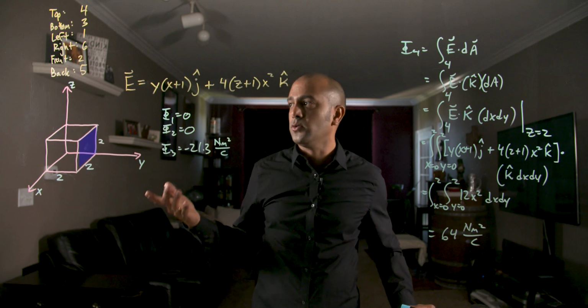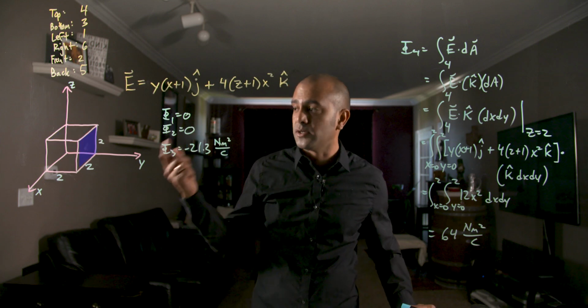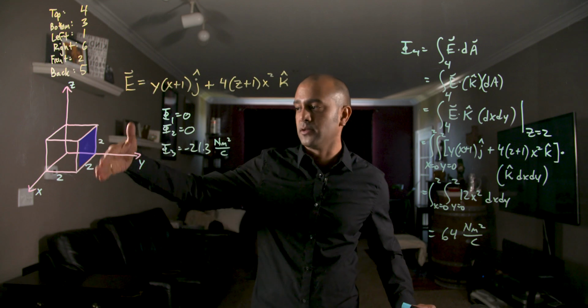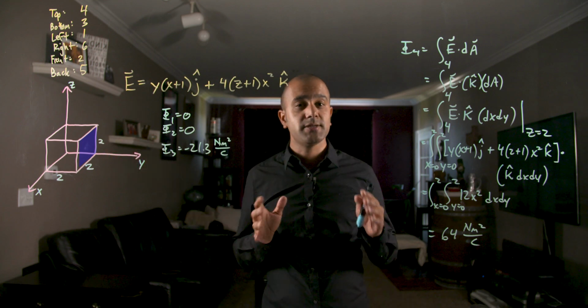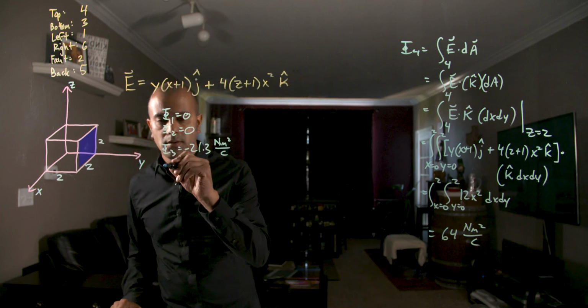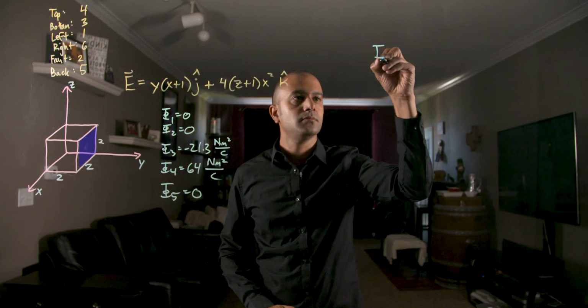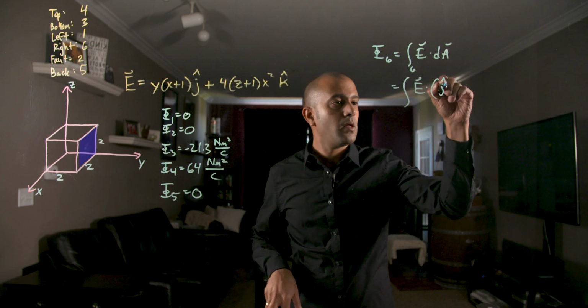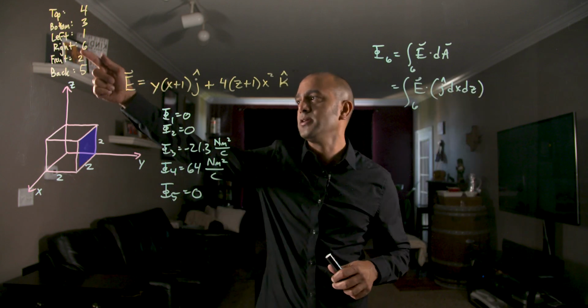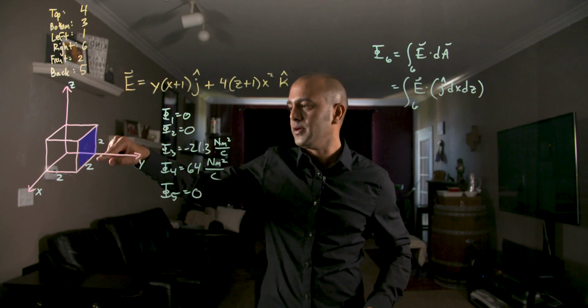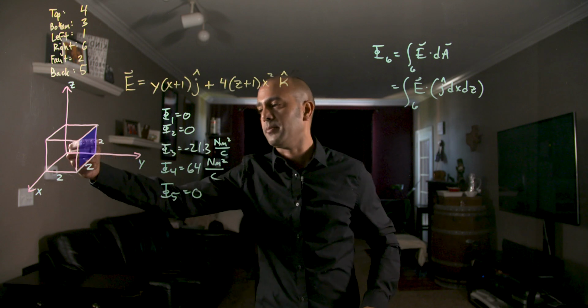All right, finally, we're going to do the sixth surface, which is the other non-zero flux surface. That's on the right-hand side here. So I would suggest that you pause the video right now, try to set up the integrals for the sixth surface, and then come back and check with me. OK, so we're going to finish up with phi 6, the flux through the sixth face, which is the right-hand face.